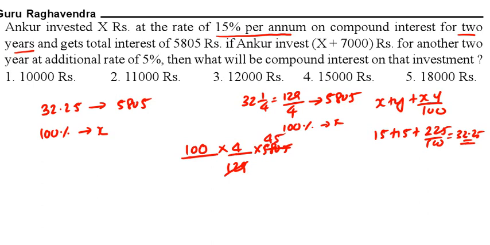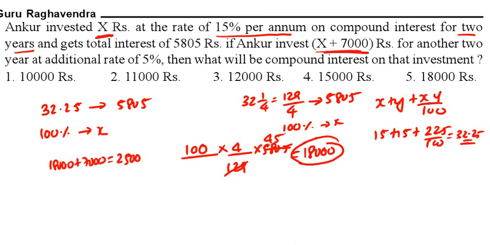Ankur invested rupees x at the rate of 15% per annum on compound interest for 2 years and he got total interest of 5,805 rupees. If Ankur invests x plus 7,000 for another 2 years at additional rate of 5%, then what is the compound interest on that investment? Now see here, 15% per annum for 2 years.